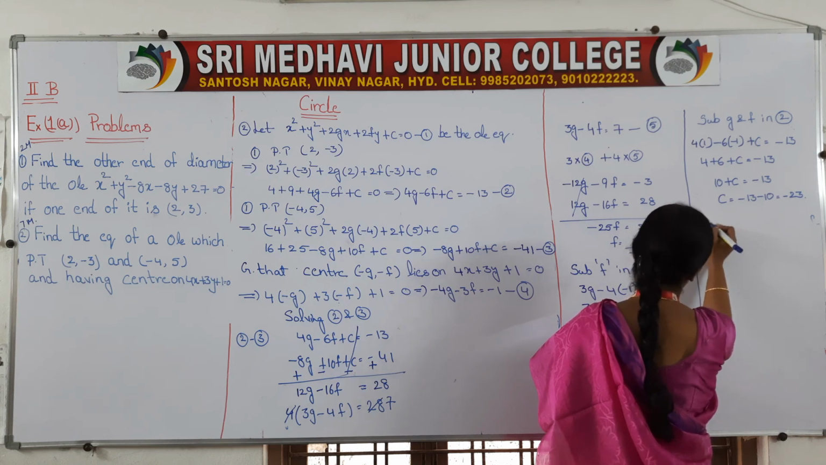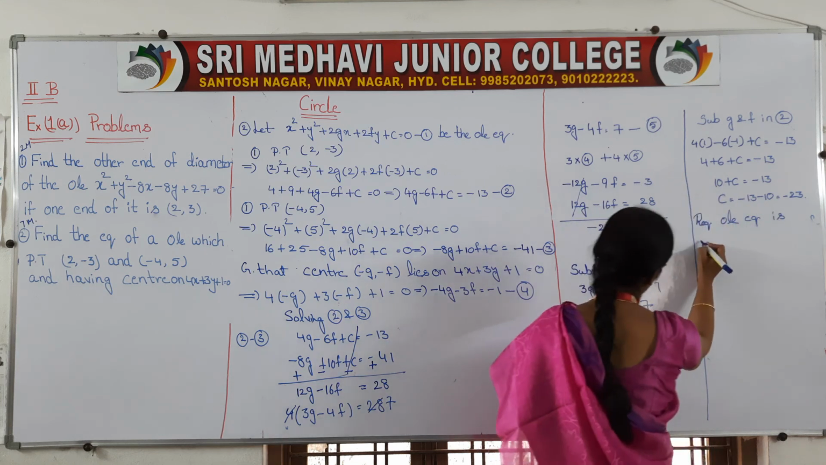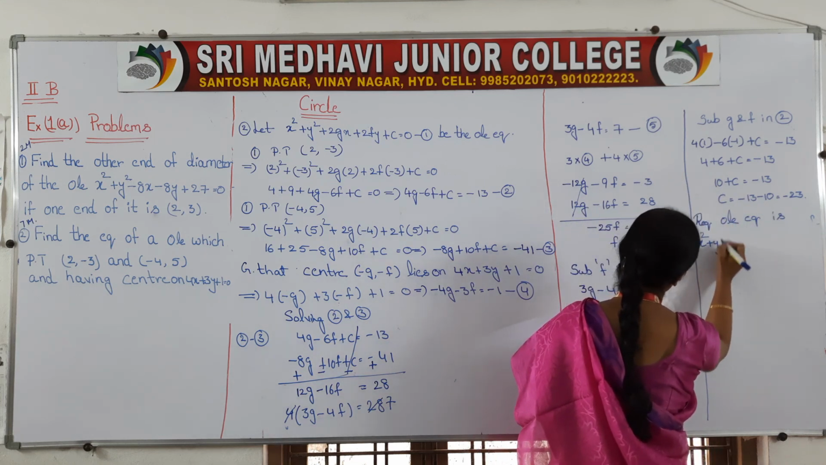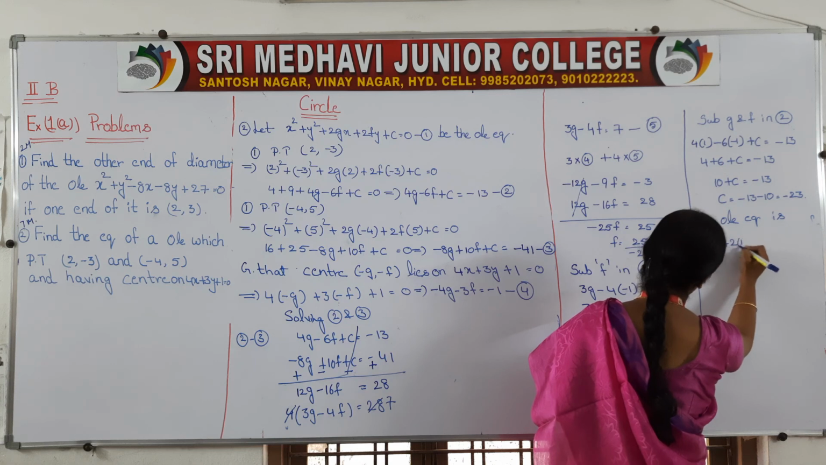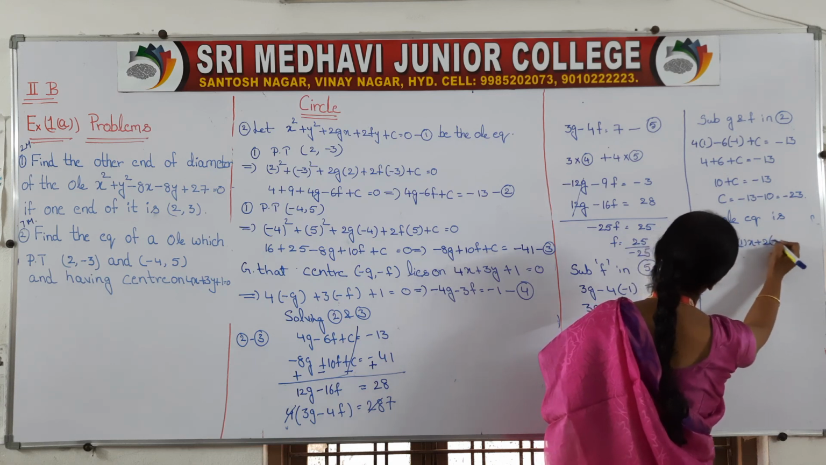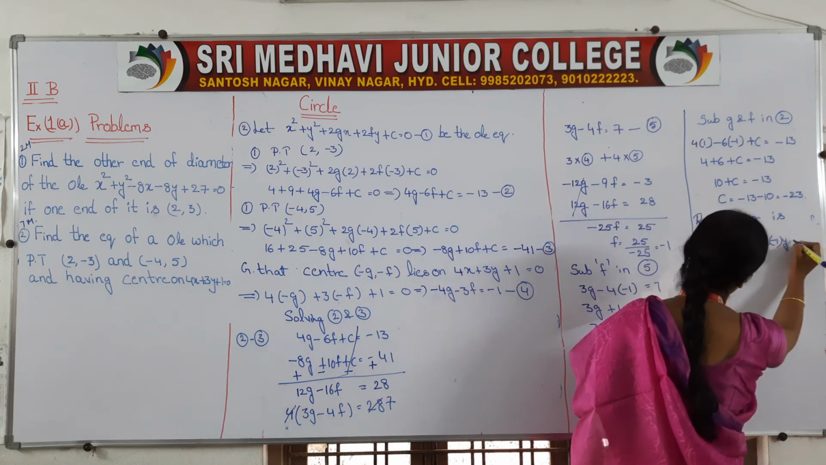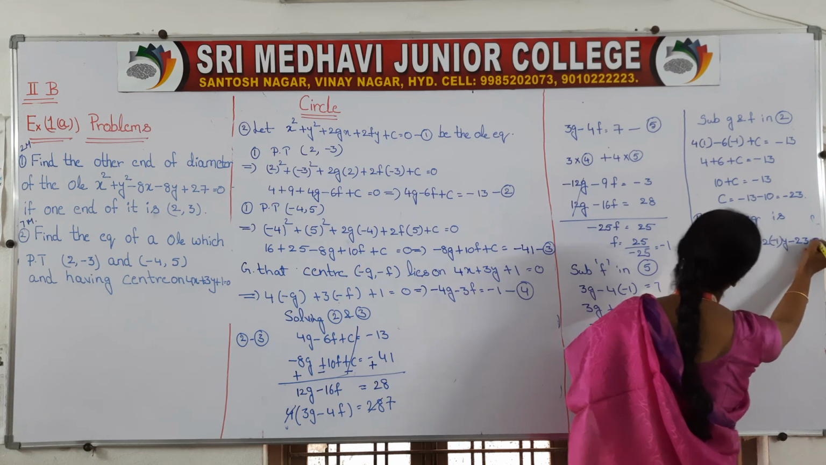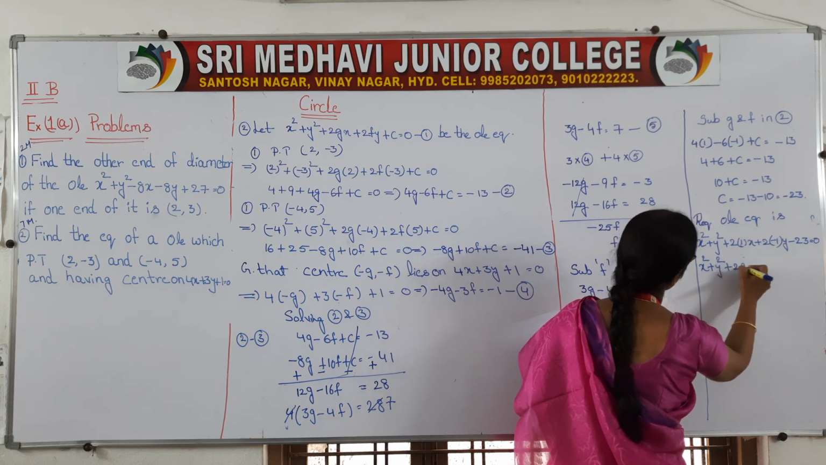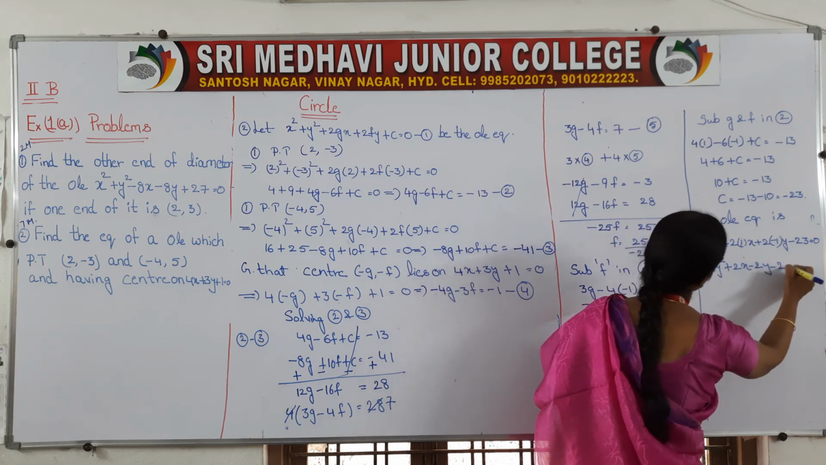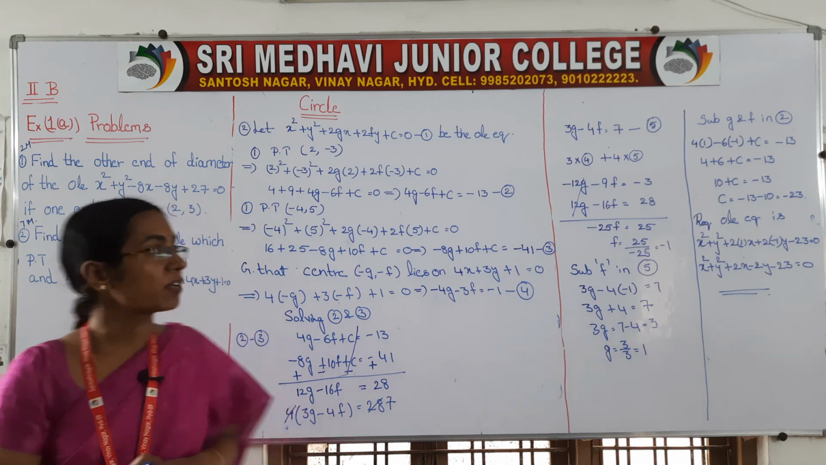So the required circle equation is x square plus y square plus 2gx plus 2fy plus c. In g place we got 1, in f place we got minus 1, in c place we got minus 23. So it is x square plus y square plus 2x minus 2y minus 23 is equal to 0. This is the required circle equation.